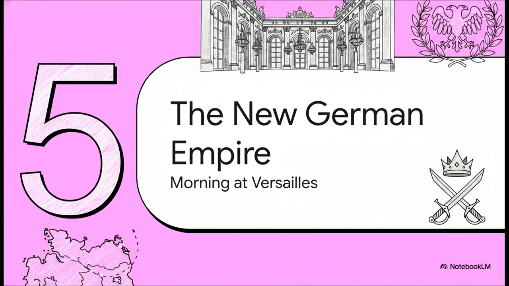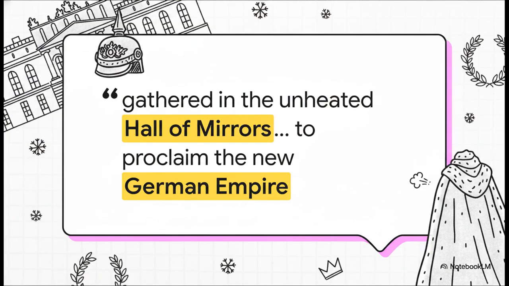And that leads us to Section 5, the new German Empire, and a bitterly cold morning at Versailles. The climax of our story happens in January 1871. After defeating France, the Prussians achieved the ultimate symbolic victory right in the heart of French territory. On a freezing cold morning, January 18, 1871, an assembly of German princes, army reps, and important Prussian ministers, including Bismarck, gathered in the unheated Hall of Mirrors in the Palace of Versailles. They were there to crown Kaiser William I of Prussia as the German emperor.